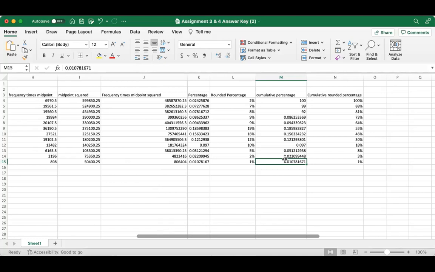Something's not right. It doesn't make sense. K8 plus K7, 7, 6. It should be a higher number.